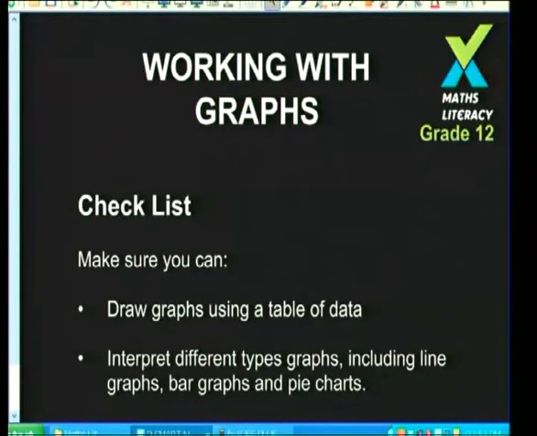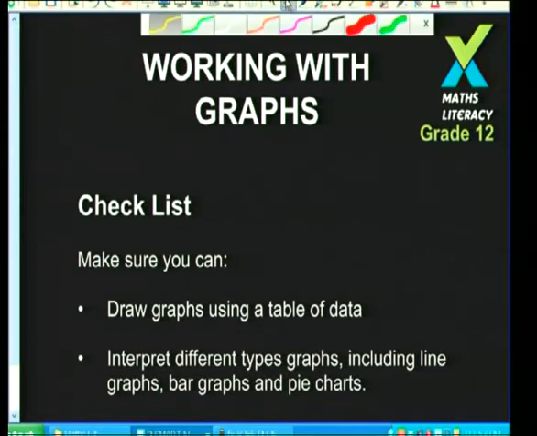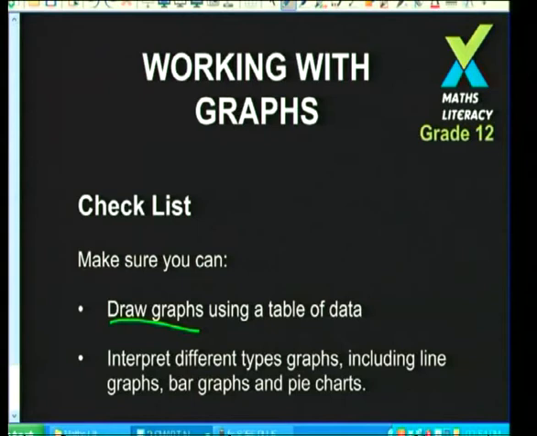So let's look at our very first slide. Our very first slide here shows us the type of things that we have to know how to do. So first of all, with graphs, we have a little checklist. And our checklist is telling us that number one, we have to be able to draw graphs. Now, guys, you've got to be able to draw those graphs with the use of a table for paper one.